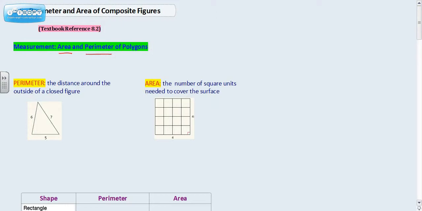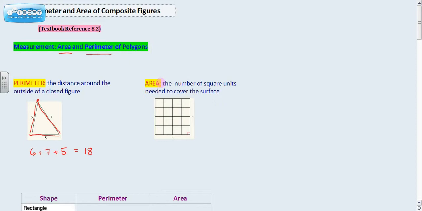Just to refresh your memory, the definition of perimeter is the distance around the outside of a closed figure. In this example, we have a triangle. If I start from here, I go along here, so that's 6 units, then go along here, which is 5, and then go back up, and that distance is 7. So the total distance around this figure is 6 plus 7 plus 5, which gives me 18.